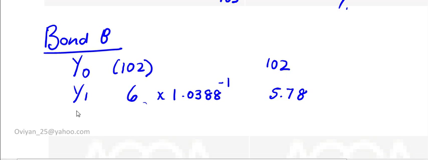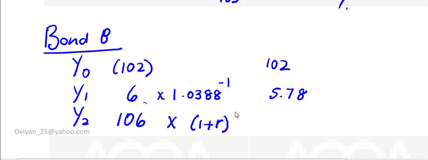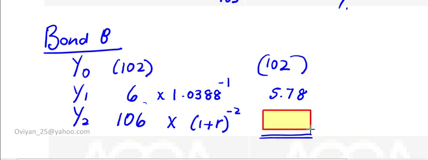Now year 2, I'm going to get back my $6 plus my $100. But I don't know my yield for year 2. But I know it's going to be compounded for 2 years, because I will get back whatever I put in. Get a picture? So this is going to be the missing figure. How much must this be? Because these two total must give you 102.